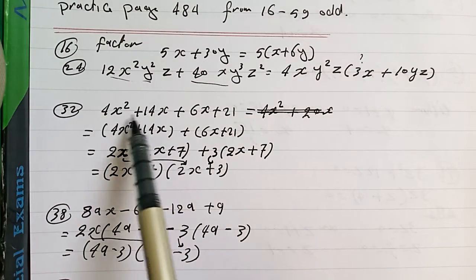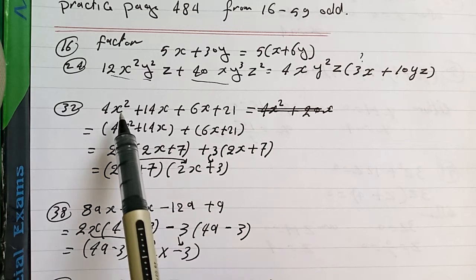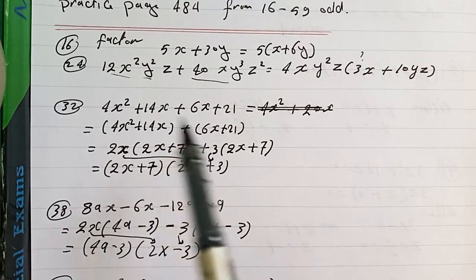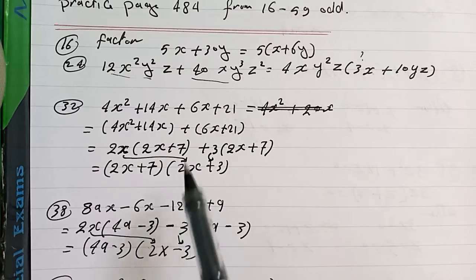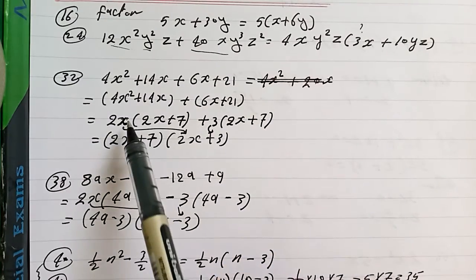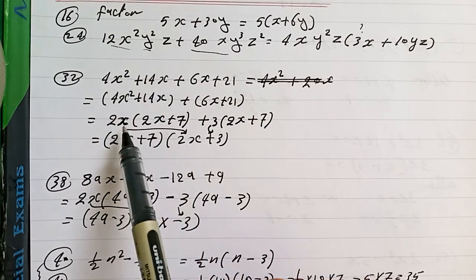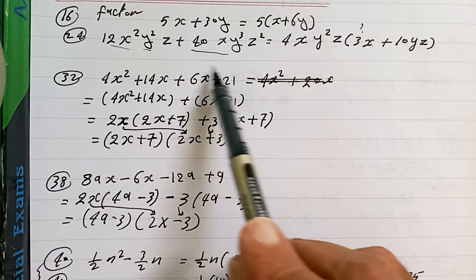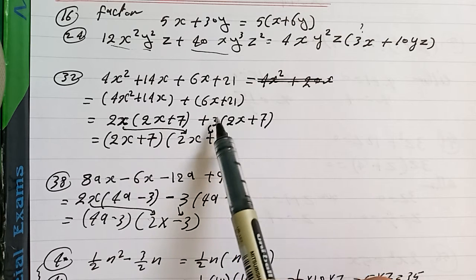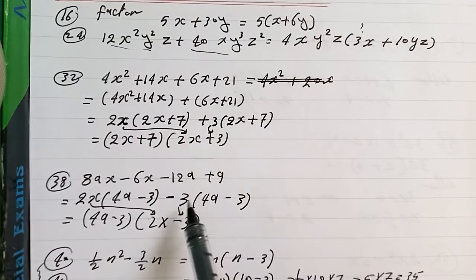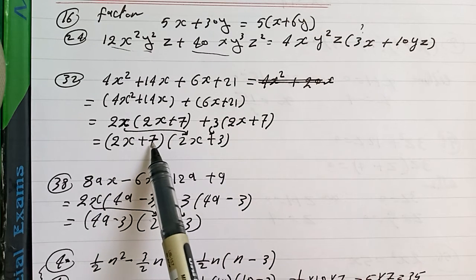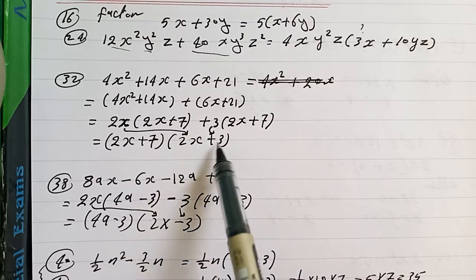In number 32, you have 4 monomials, and you don't have a common factor between all the 4 monomials. But you still have a common factor between the first 2 and the last 2. So if you get the common factor of the first 2, which is 2x, you will get 2x plus 7. And the last 2, their common factor is 3. You will get 2x plus 7 also. Since it is 2x plus 7 and 2x plus 7, take the 2x plus 7 as the common factor. The remaining will be 2x plus 3.